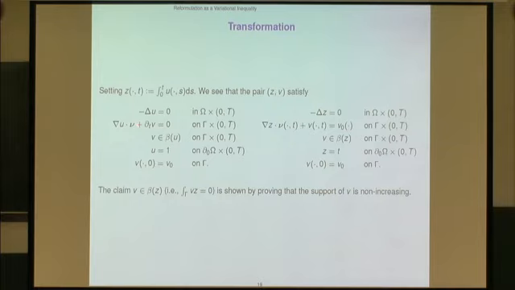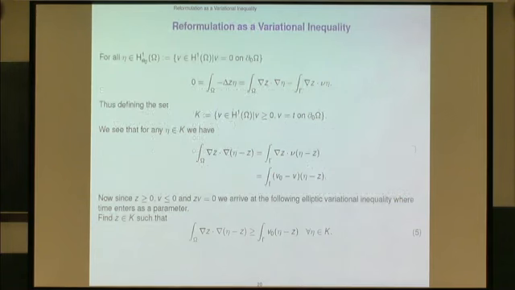The only claim that one has to check really is that v in BV to u implies that v is in BV to z. And to show this, essentially we show it by showing that the support of v is non-increasing, and that yields the claim that v is in BV to z. And then to get to a variational inequality for z, you know that z satisfies this weak formulation here for all test functions in the space H1 E0.